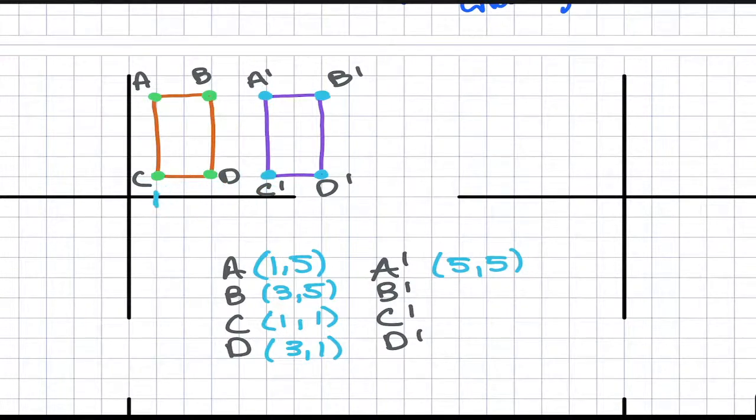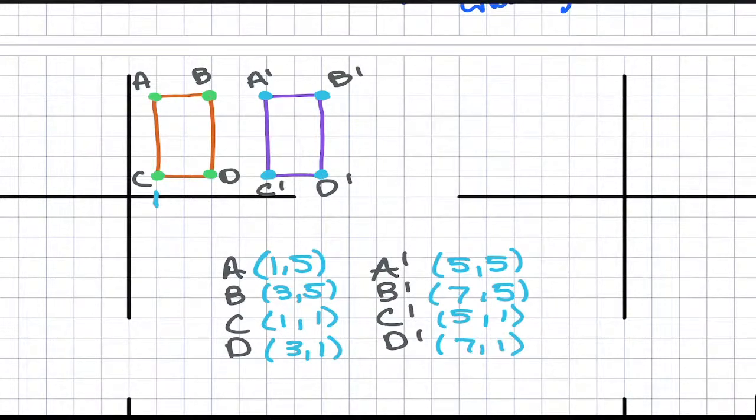B prime should be at the same height, so I already know it's going to be 5. And I just have to go over 2 more, so this should be 7, 5. Let me make sure that's right. So 1, 2, 3, 4, 5, 6, 7. Yes. So if I go over 7 and up 5, we're at 7, 5. For C prime, we should be at 5, 1. And for D prime, we should be at 7, 1.